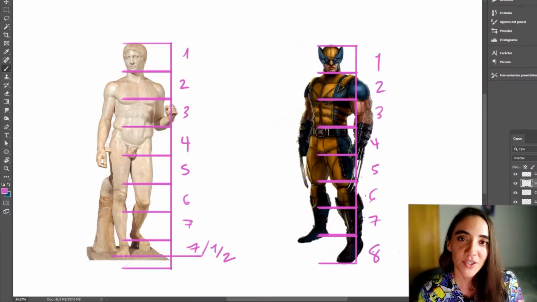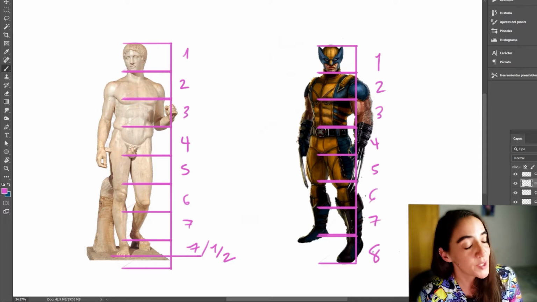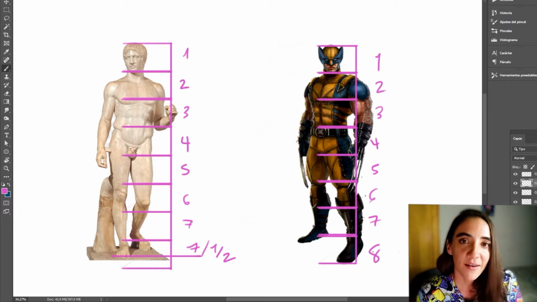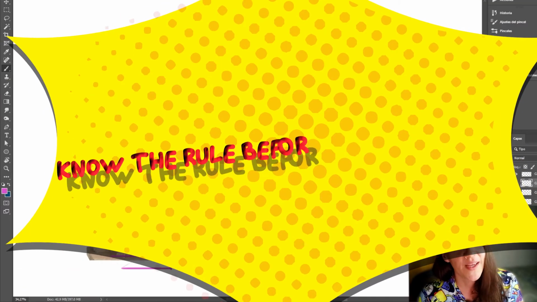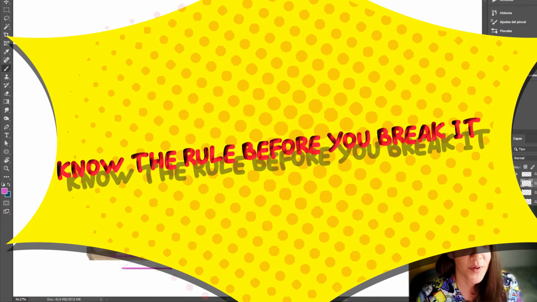These examples show us that the rule of proportions serves a purpose, but maybe the character you are creating doesn't need to respect the rule to be more appealing, and that's totally fine. I mean, the thing is, first we gotta know the rule so we can properly break it.